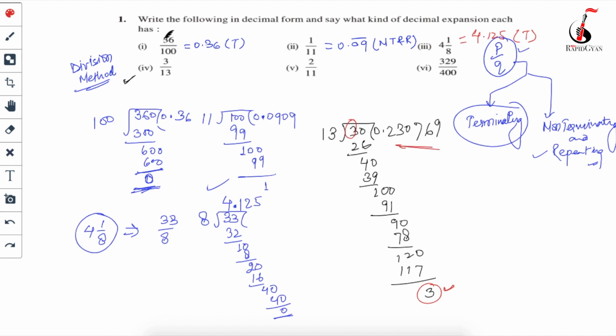So my answer for this will become 0.230769, and this will be repeating. So what kind of decimal expression is this? This is non-terminating and repeating.